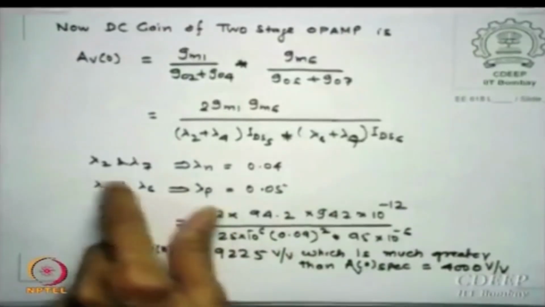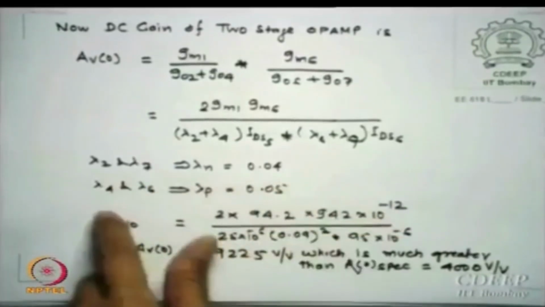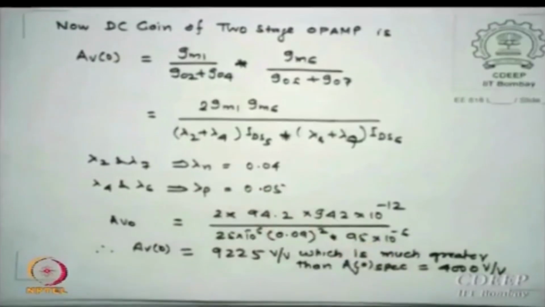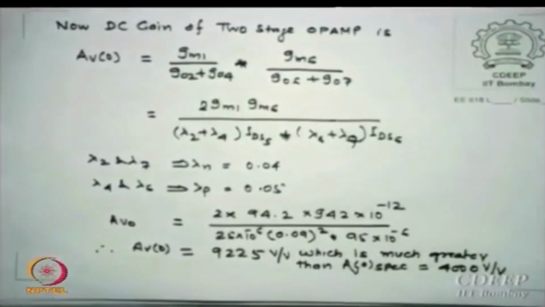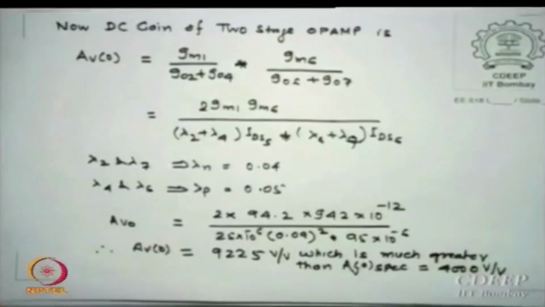Now given to me, for N channel it is 0.04 and for P channel it is at length equal to 1 micron. What is the length we have chosen? 0.8. So we believe that this is the same. So you are asking, if you increase the length, this lambda may go down. Is that clear to you? Then you have to recalculate other things.